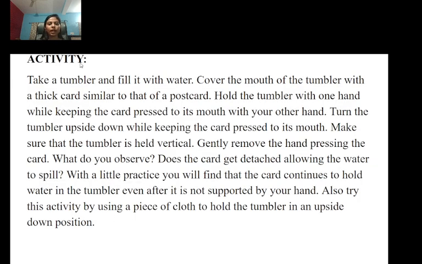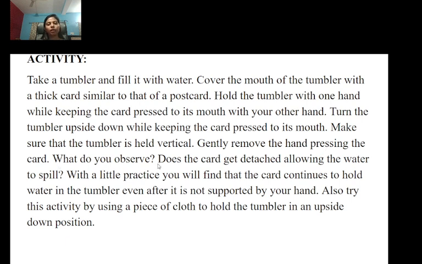Now, this is your activity. You have to take a tumbler and fill it with water. Cover the mouth of the tumbler with a thick card similar to that of a postcard. Hold the tumbler with one hand while keeping the card pressed to its mouth with your other hand. Turn the tumbler upside down while keeping the card pressed to its mouth. Make sure that the tumbler is held vertical. Gently remove the hand pressing the card.